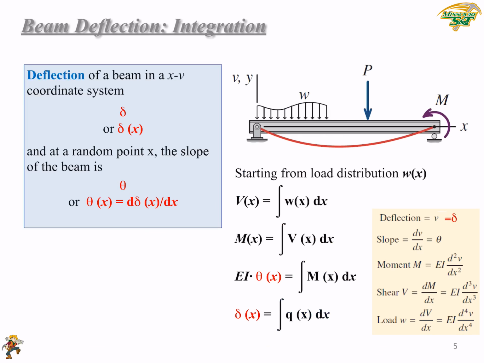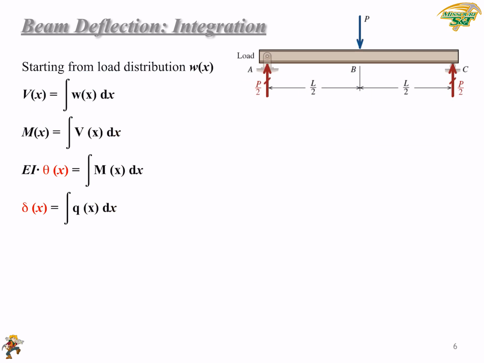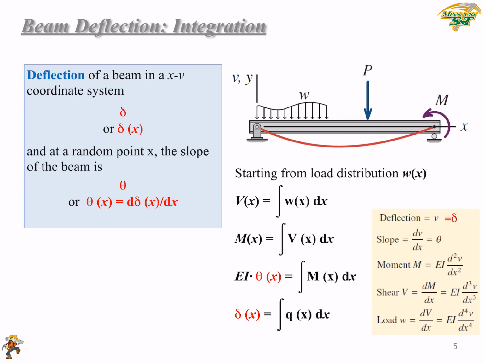So starting from the loading, at a random point, as I just mentioned, you will have a delta, which is the deflection, and you have a theta, which is the slope, and theta equals d delta over dx. Okay. Sometimes if you look at some textbooks, you will see they use v.